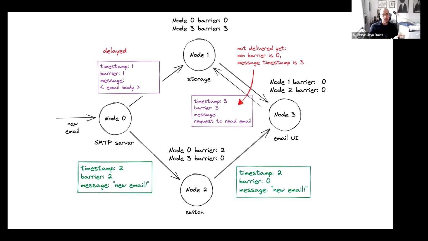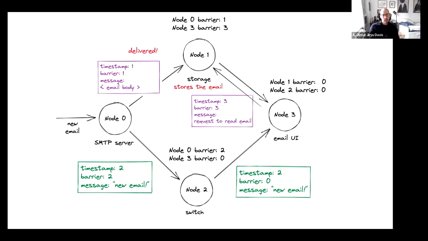So what happens now? Let's say that this delayed message is finally delivered. So now the barrier value for node 0 is 1. The barrier value for 3 is 3. The storage node is allowed to act on this message, and it stores the email. Is it ready to respond now to the request? It actually isn't yet because its barrier value is still 1, and this request timestamp is 3. So node 1 isn't caught up.